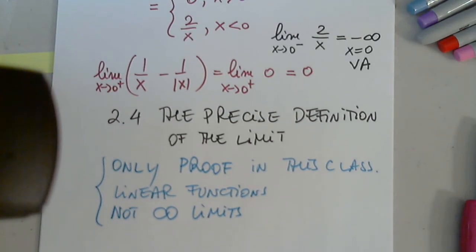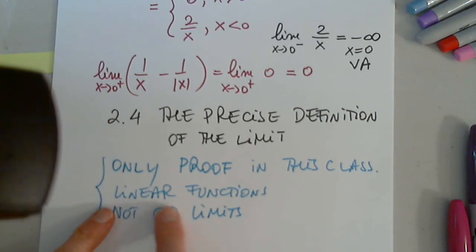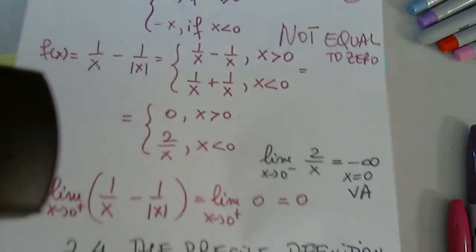You're not going to see another proof in this class, but you're going to move on to the next class and you will see proofs there. We're going to use it only for the simplest possible functions, and I'm not going to even ask you to look at the infinite limits. Just a simple linear function. So what does this mean? What are we trying to do here?